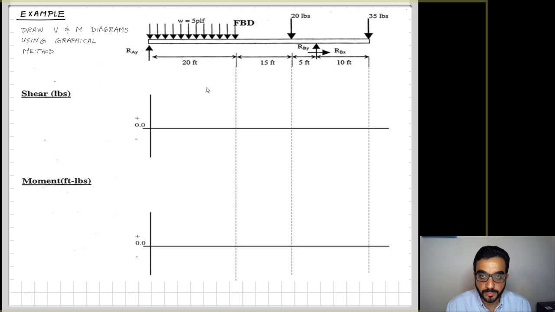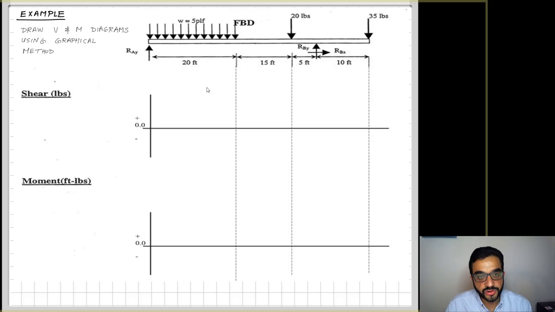Now we'll see a more interesting example with more challenging loads. This beam is supported at A and B. A is a roller and B is a hinge, so I'm showing the reactions right away. There is a distributed load over the first 20 feet. The load is 5 pounds per linear foot, 5 PLF. Then the load stops until there's a point load of 20 pounds, and then nothing until the support at B, and then there's a cantilever part of the beam that supports 35 pounds.